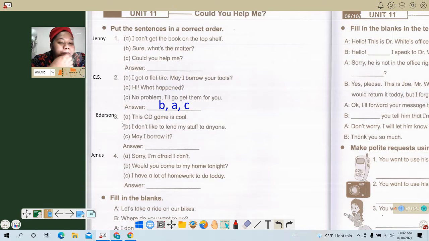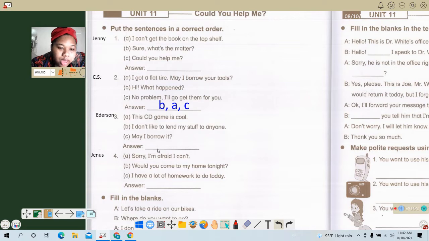This CD game is cool. I don't like to lend my stuff to anyone. May I borrow it? Okay, thank you, Jason. Edison, what's your answer?